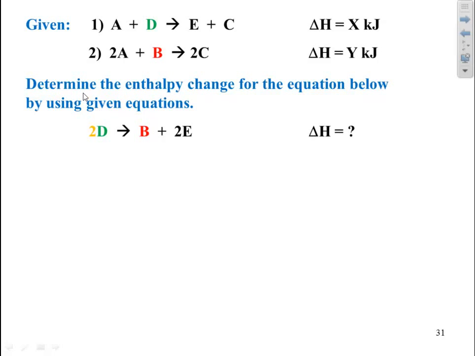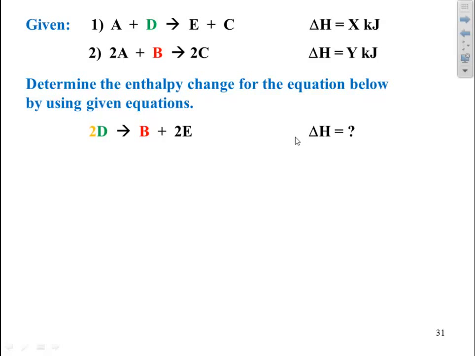In this particular example, we want to determine the enthalpy change for the reaction below. I have 2D gives me B plus 2E. I want to know what is the delta H of that reaction. So we're going to use these two equations and manipulate them, either flipping them, which if I flip them, I change the sign on my delta H, or multiply by some factor and then multiply delta H by that factor. Add the two equations and sum them to equal this. If I do that, then I can add up my delta H's, and that tells me the delta H for this reaction.